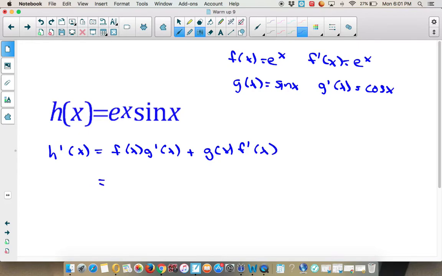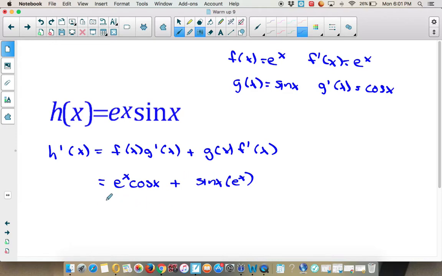So I'm going to substitute in. So that's going to be e to the x. This is my first times the derivative of my second, which will be cosine x, plus the second, which is sine x, times the derivative of the first, which is e to the x.